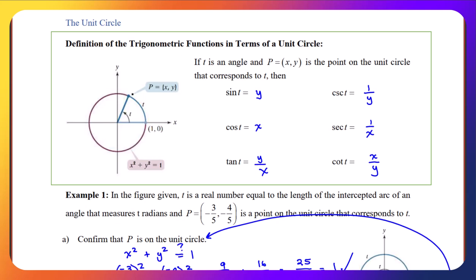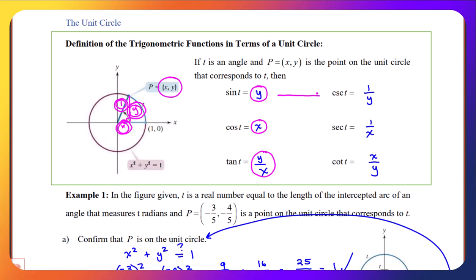So if we have this point x, y on the unit circle where the radius is 1, that means that we go over x and up y, and this is the right angle. So then sine is opposite over hypotenuse, which is just y. Cosine is just adjacent over hypotenuse, which is just x. And tangent is opposite over adjacent, which is just y over x.